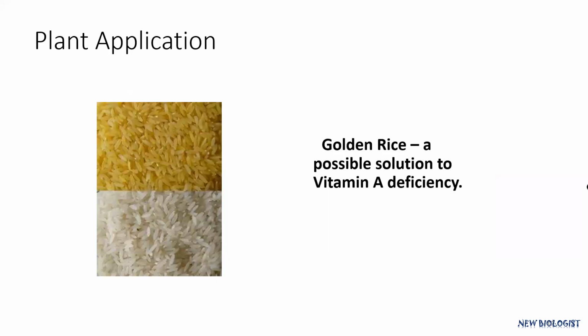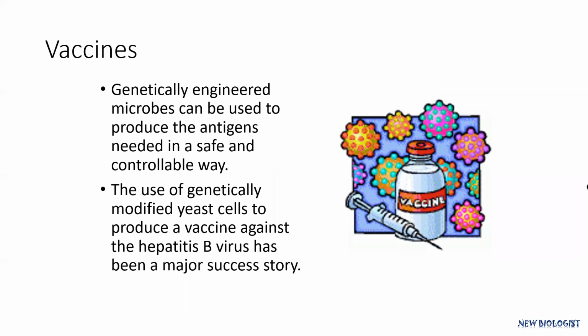Another is in plant applications, such as golden rice, a possible solution to vitamin A deficiency. And even in vaccines, if we are able to engineer an antigenic protein into bacteria, they will continuously synthesize an antigenic determinant, which can be used to vaccinate human beings. One success story, or live example, is the vaccine against hepatitis B, which is synthesized in this way.